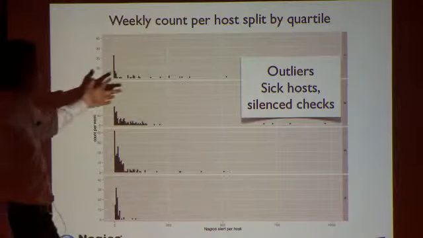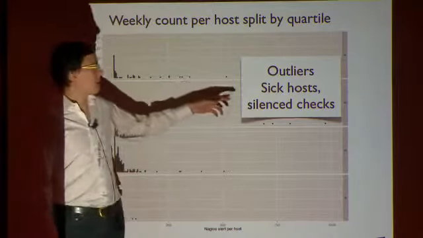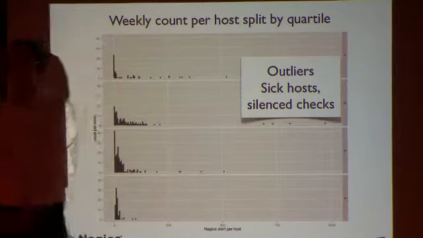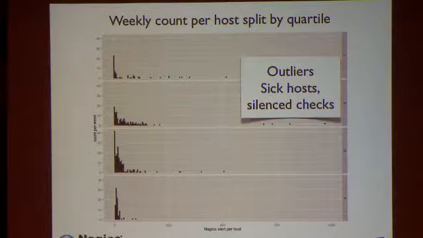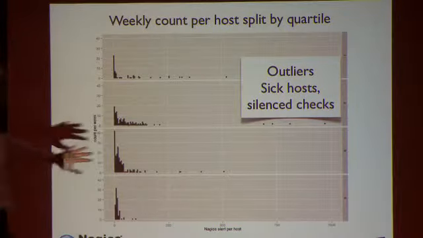In the outliers, we have machines that do have problems, and the problems are not addressed. We also have checks that are just silenced. It's broken, it's silenced, it's never going to tell anybody, but repeatedly it says, I'm broken, I'm broken, I'm broken. And this is where we're seeing these outliers.